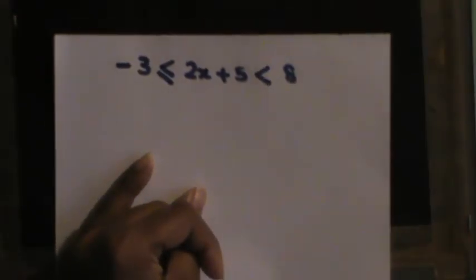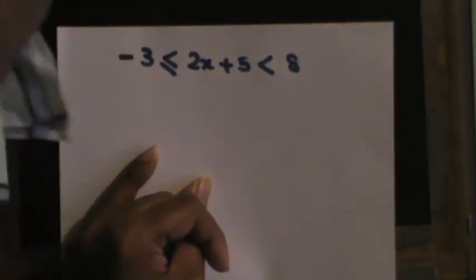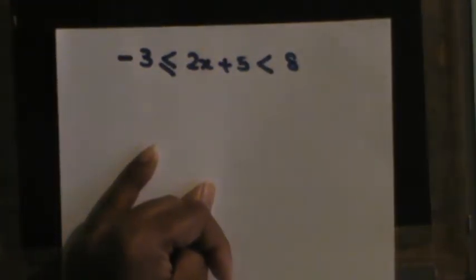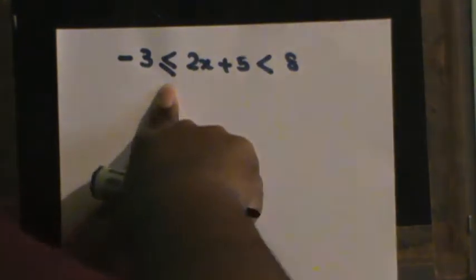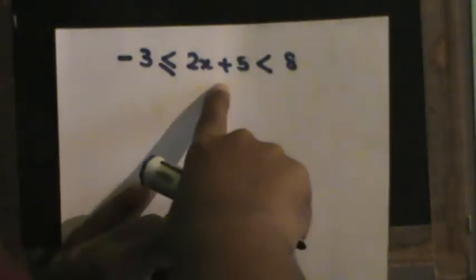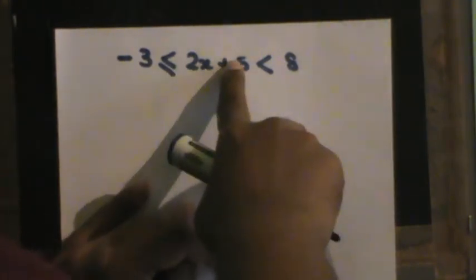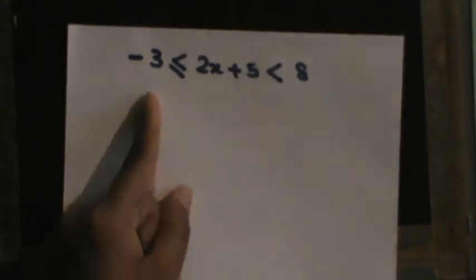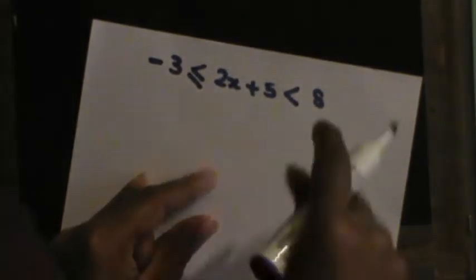If you are given something like this, as I mentioned in my video on the basic concepts, first of all you need to identify that there are two inequalities here. The first inequality is minus 3 is less than or equal to 2x plus 5. And the second inequality is 2x plus 5 is less than 8. Since there are two inequalities, you can't solve it this way. You have to break this into two parts.